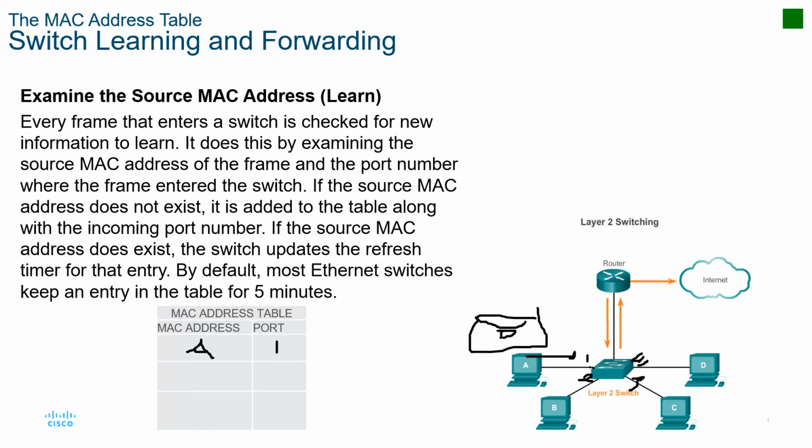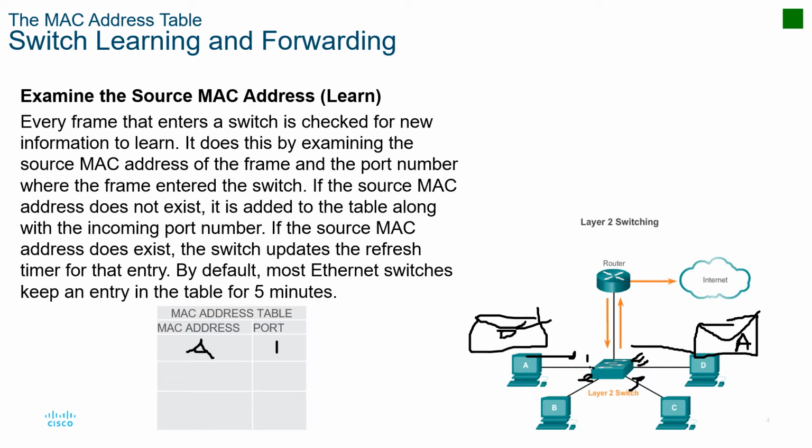Okay? Then it will check the destination. The destination is D, but there's no D here. So what the switch will do is to broadcast. There are still instances, but not that often, that the switch will broadcast, or send a frame to all. Okay? So let's say D already receives that, and D will reply. It will send a frame going to A.